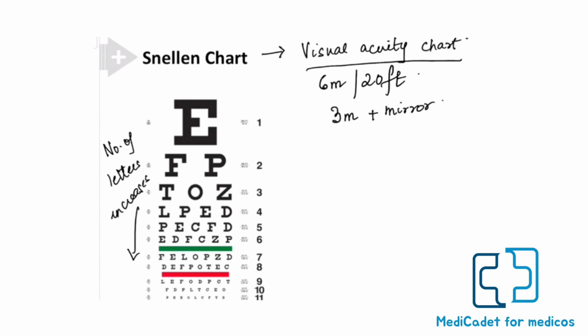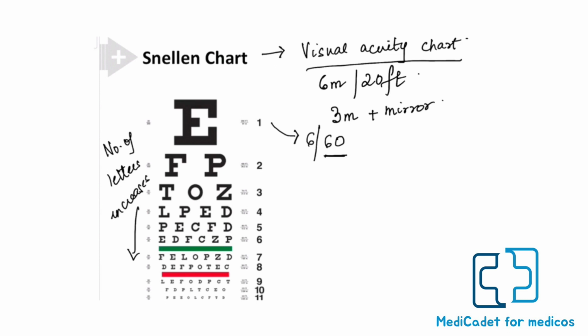Now, if the patient reads the topmost letter of the Snellen's chart, then the visual acuity is denoted as 6 by 60. So this is what we say if the person is able to read the topmost letter. Now, what do we mean when we say that the visual acuity is 6 by 60? Please listen to this carefully. This means that this letter is big enough to be read from a distance of 60 meters. So ideally, a normal person will be able to read this from a distance of 60 meters, but the patient is reading it from a distance of 6 meters. That is what this means when you write 6 by 60.